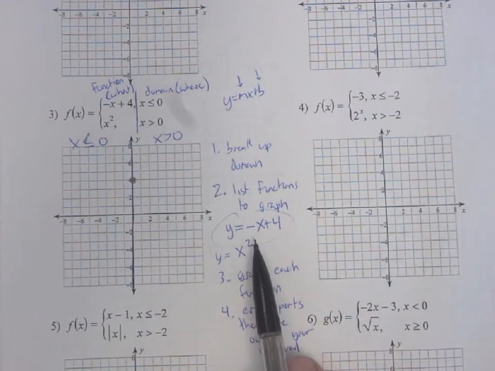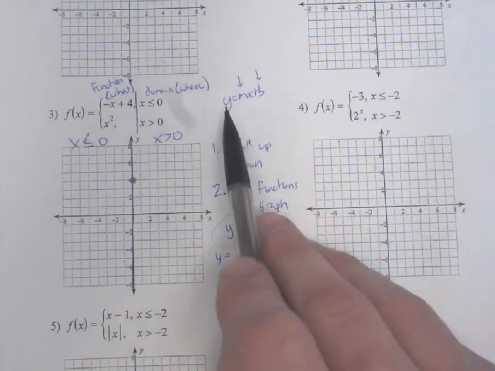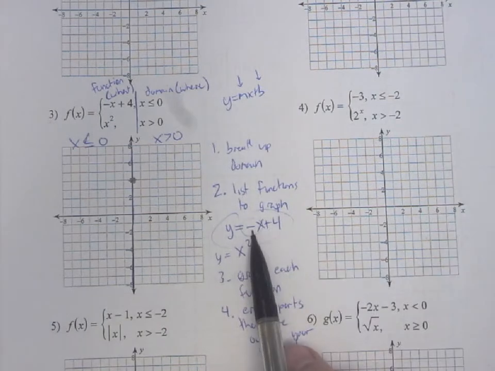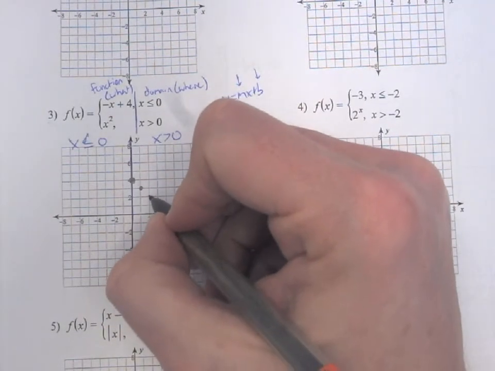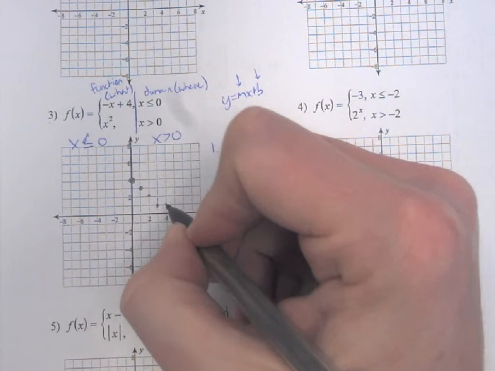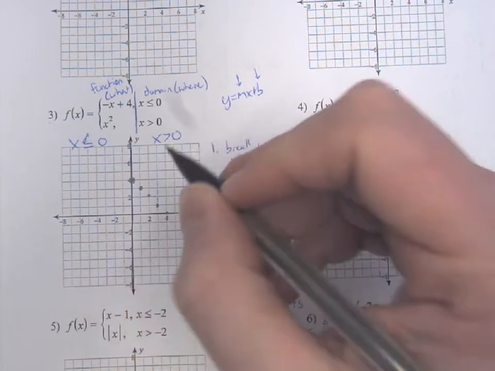And then I needed my slope. So if I look at the number in front of x, in this case I don't see a number, but that would be like a negative 1x. So negative 1 means to go down 1, right 1. So this has a slope of negative 1. Okay, so something like that.